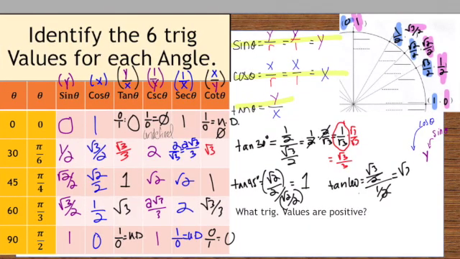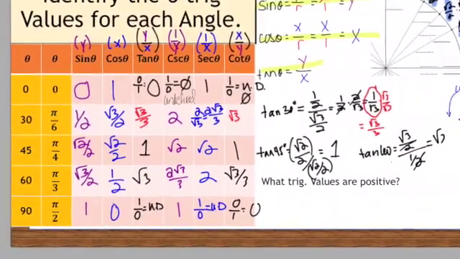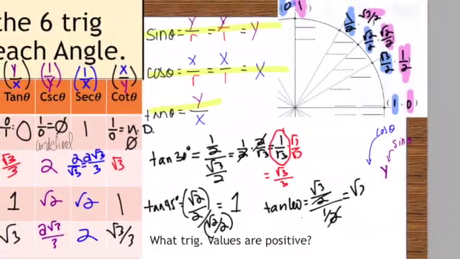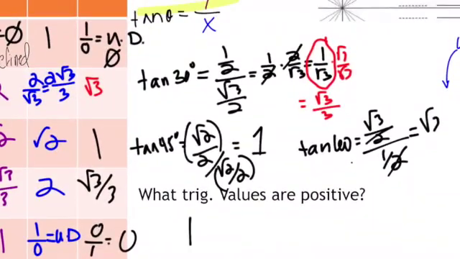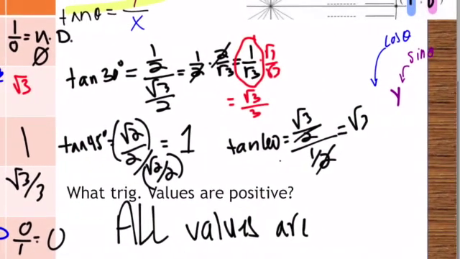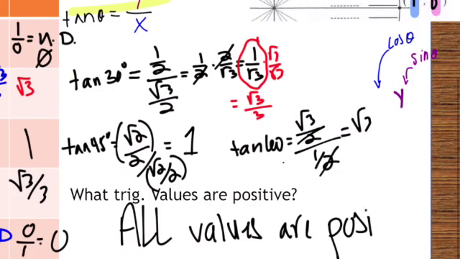It says what trig values are positive. So if we look at them, everything's positive because all of my coordinates are positive. So here we're going to say all values are positive. Perfect. All values are positive.